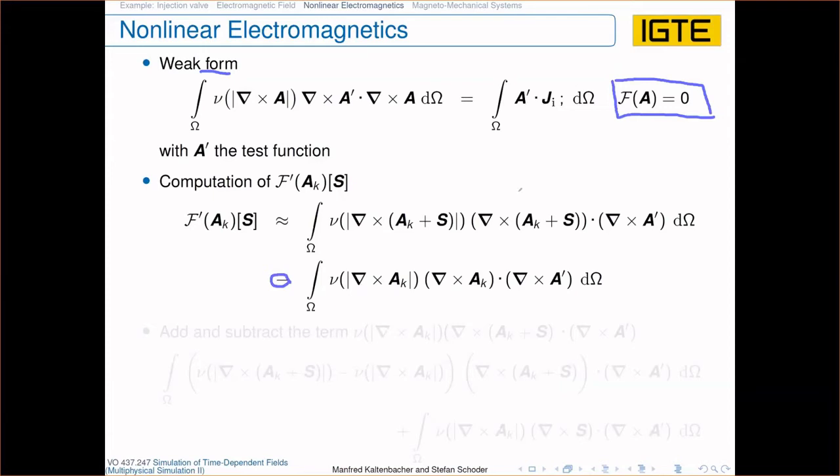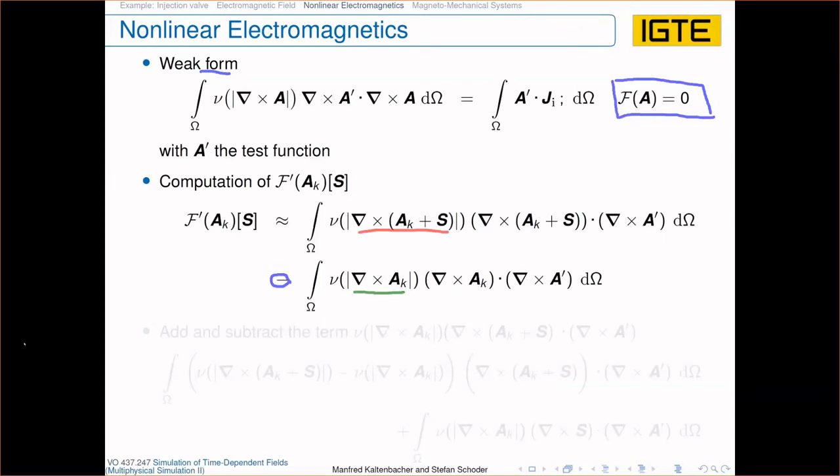Well, we have some problems. Clearly, if we look here, let's see where the problems are. The first problem is we have to evaluate nu at the curl of AK plus s, but we don't know s, we just have to compute s. So this is something we cannot do. It is fulfilled here, because AK should be the solution, or is, better said, the solution of the previous time step. So in this sense, this is not a problem, but this here is a problem.